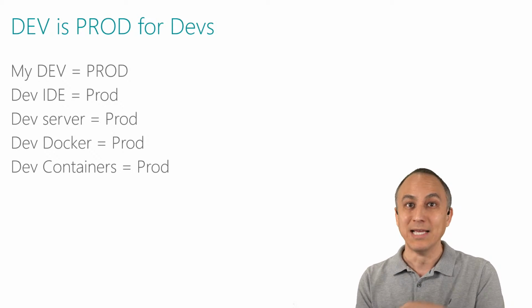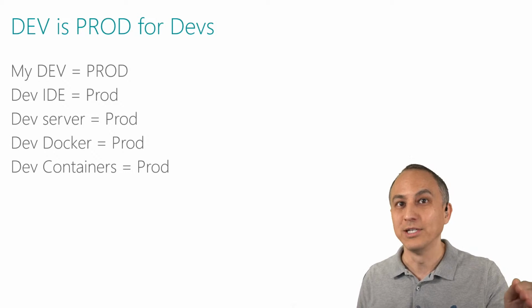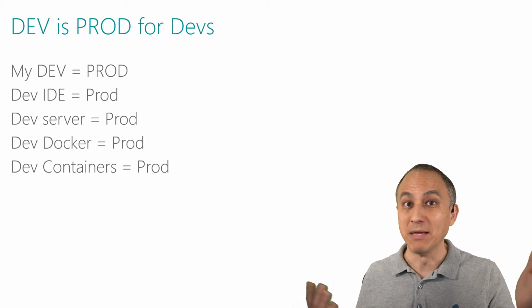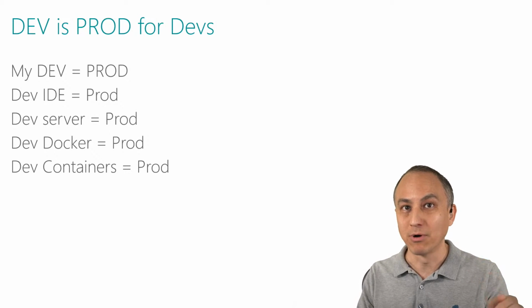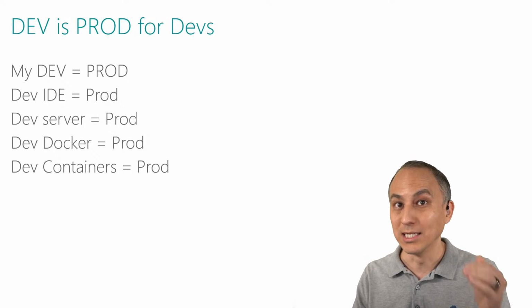So my dev IDE is my prod environment. My dev server is my prod server. My dev Docker containers, they might as well be prod. And I have to have production processes around my Docker environment and my Docker containers.